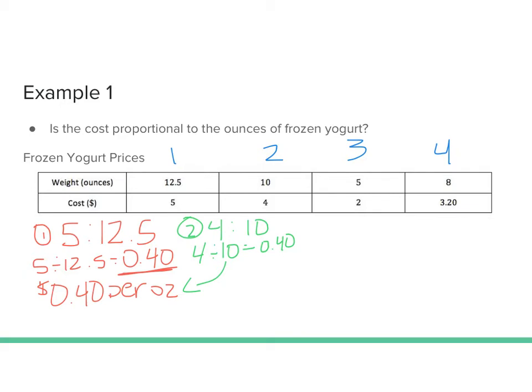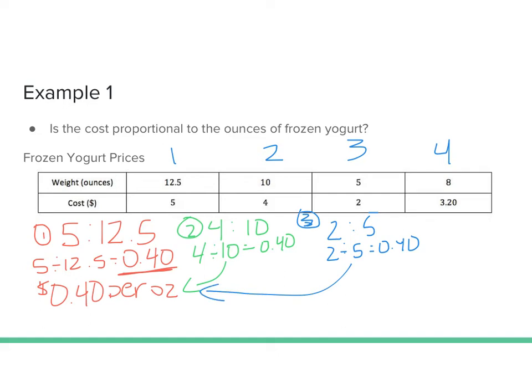Let's look at person number 3. We're again going to compare the cost to the weight, which is 2 to 5. If we want to figure out the rate of that, we divide it. So 2 divided by 5, which, as you could probably guess by now, is going to give us 0.40. Is that the same? Yes, that also means 40 cents per ounce.